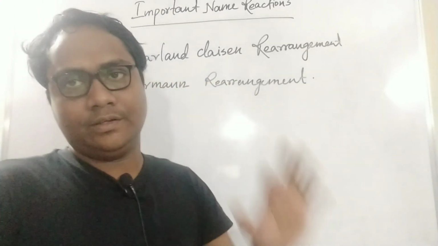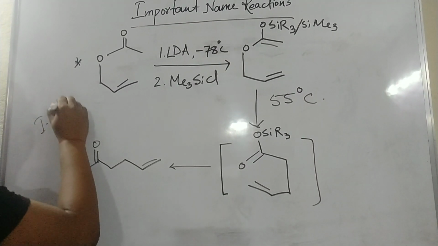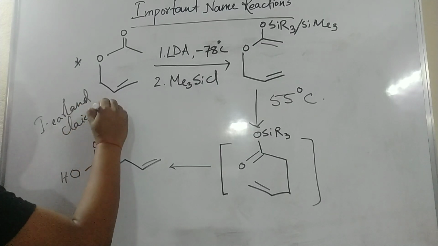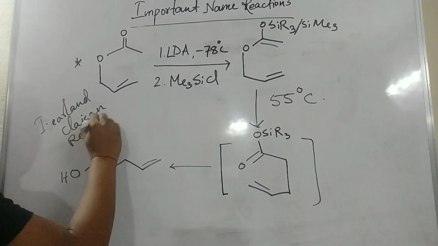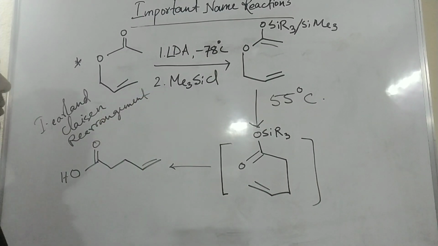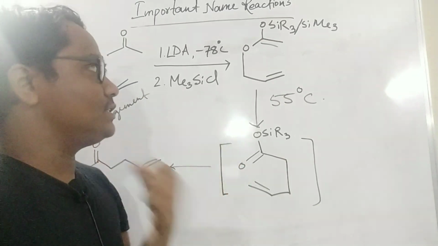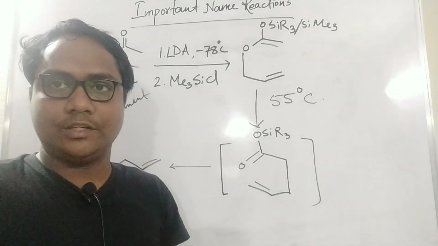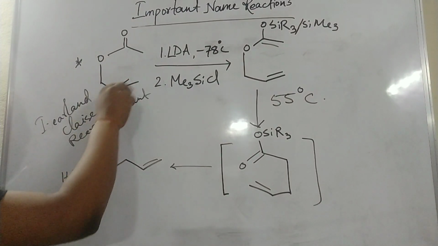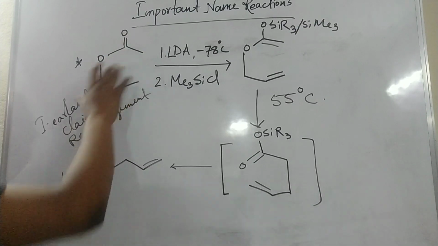So you can see here, the Claisen rearrangement. It goes through a 3,3 sigmatropic rearrangement pathway. First you can see this type of allylic ester we can take here.